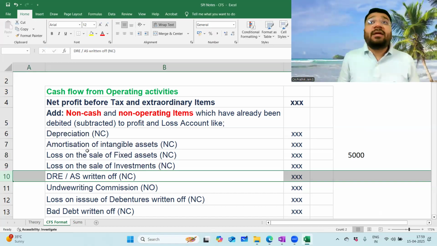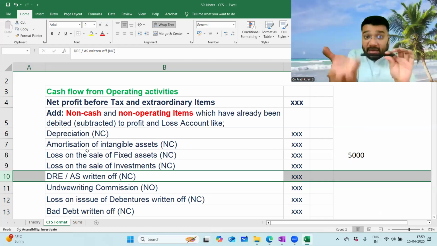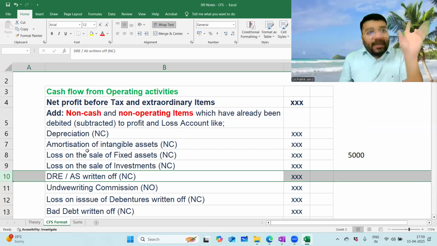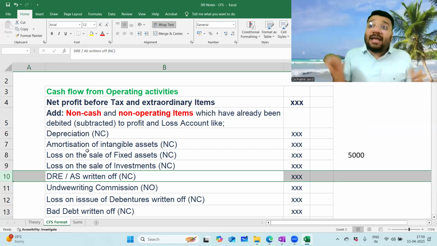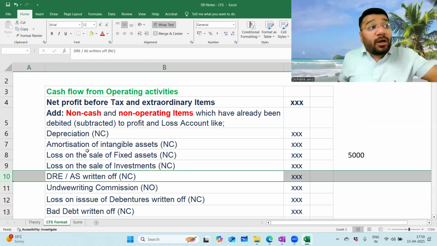So what is revenue expenditure? I spent some money and the benefit out of this I'm getting for 1 year only, which is the current year. In that case, the entire expenditure is my revenue expenditure, to be recorded in your P&L.